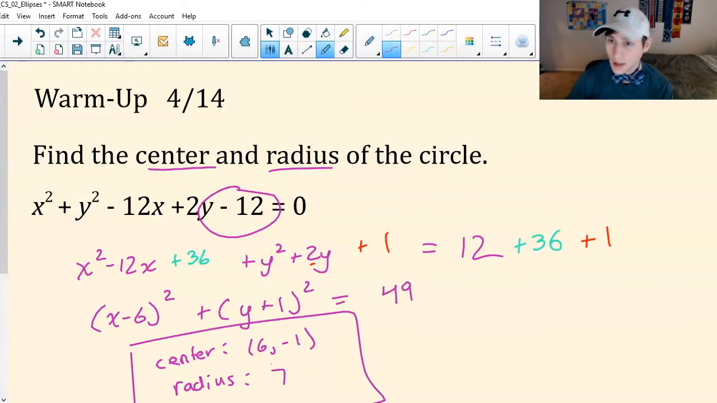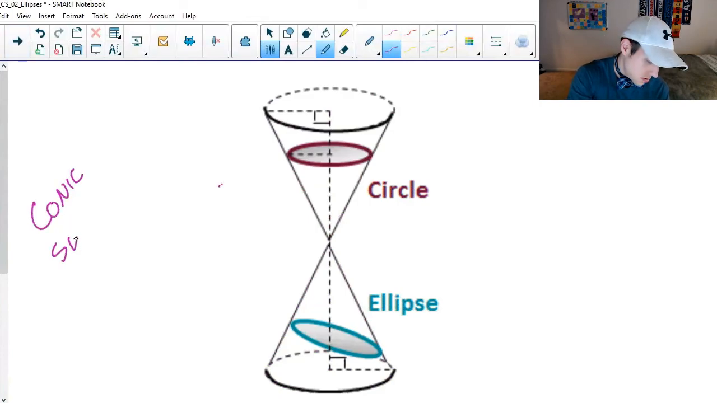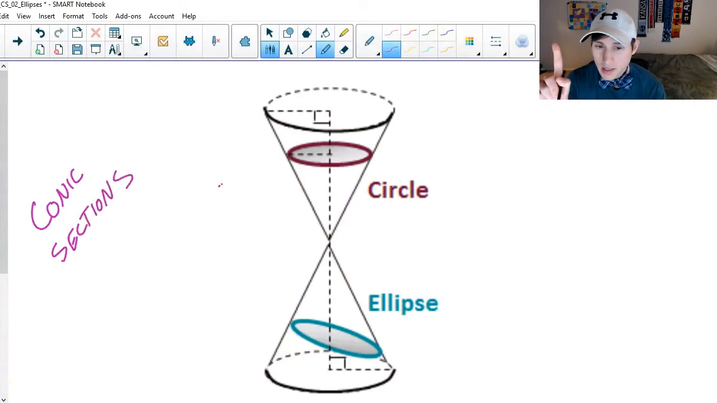Okay. So today we're going to go on to our next piece, which is ellipses. All right, so we talked about these conic sections, what they're called. So one type of conic section is a circle, which we already talked about. The next type that we'll talk about is an ellipse.